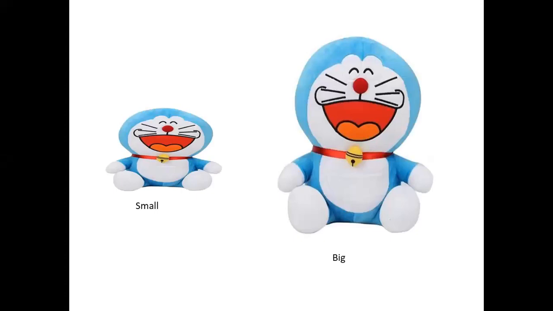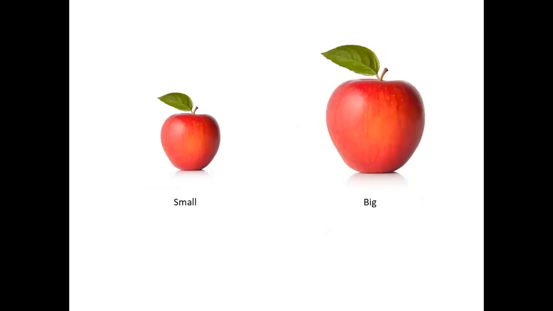Yes, we are seeing two dolls. I can also say it as a toy. The first toy is small and the second toy is big. Can we repeat it? The first toy is small and the second toy is big. We all know this, right? Yes, it's an apple. The first apple is small and the second apple is big. Can we repeat? The first apple is small, the second apple is big.